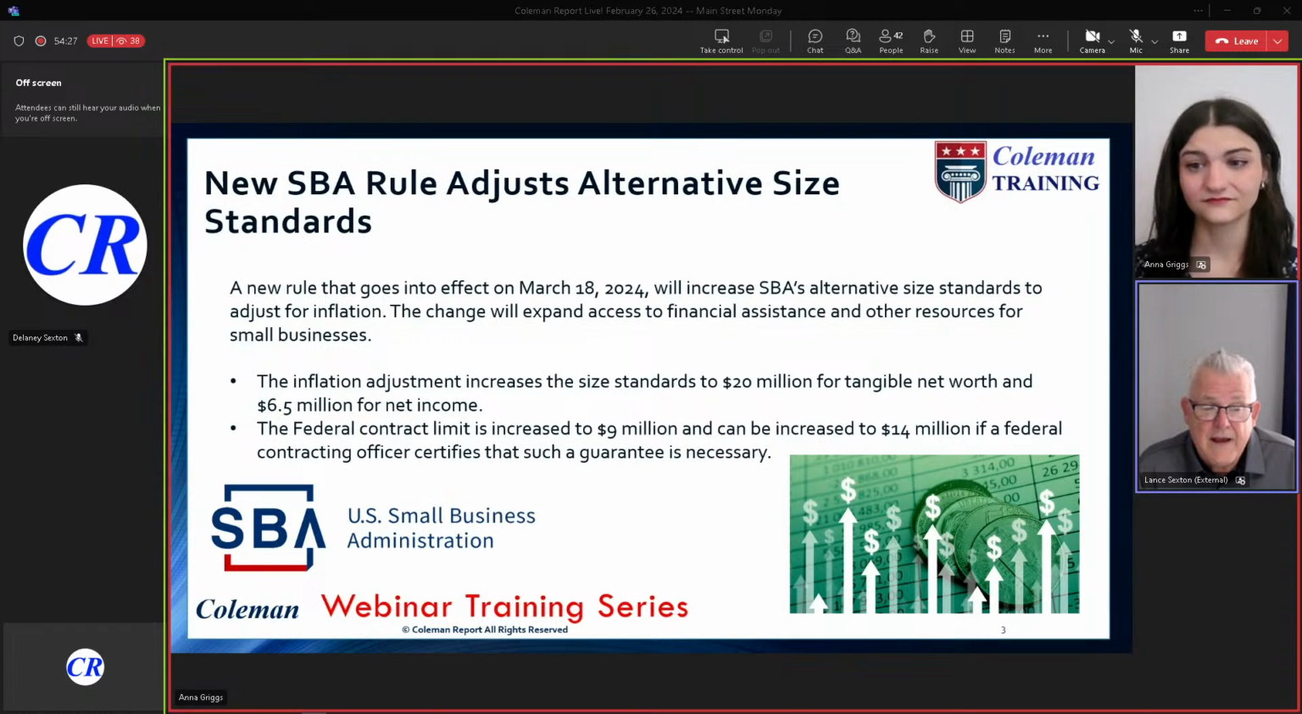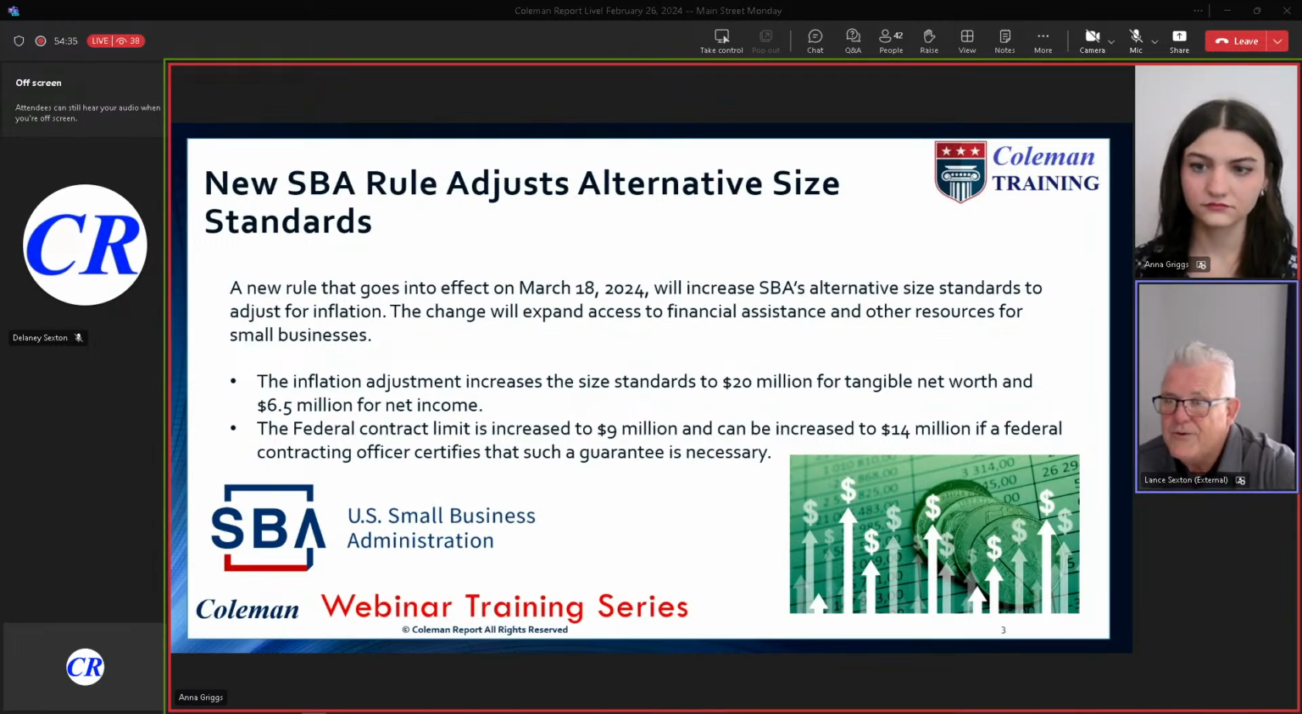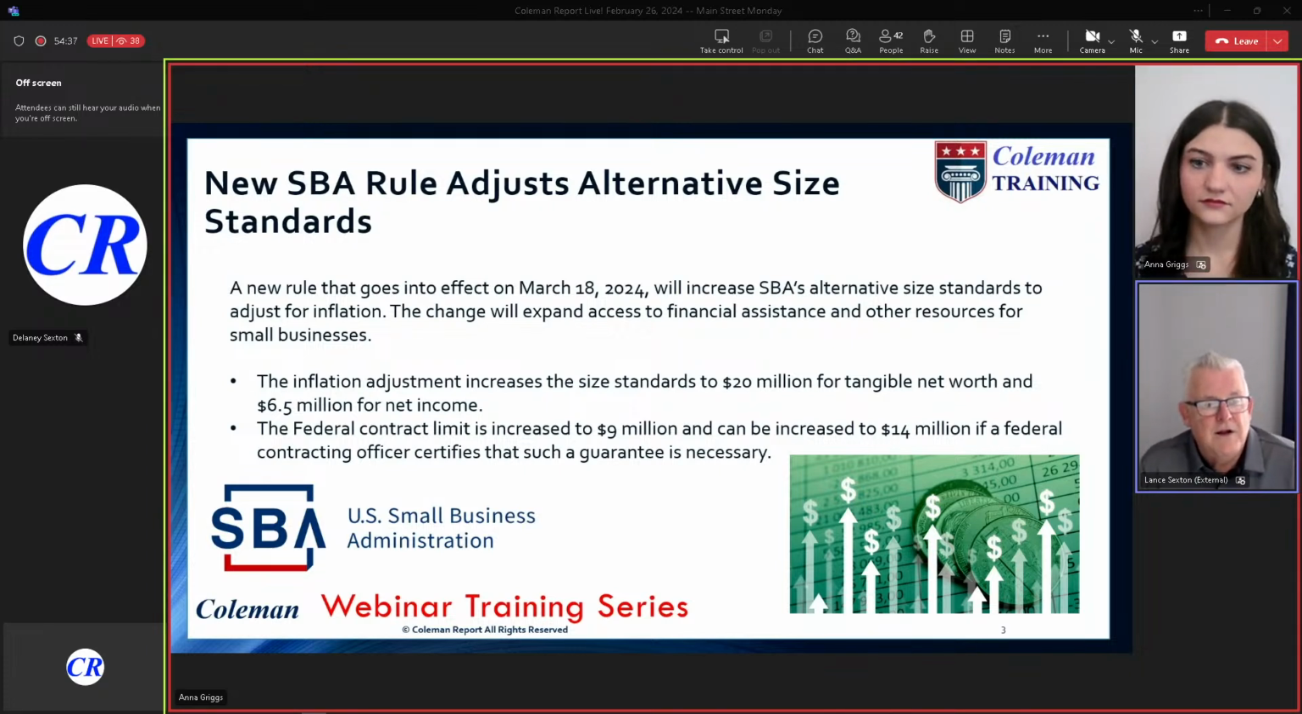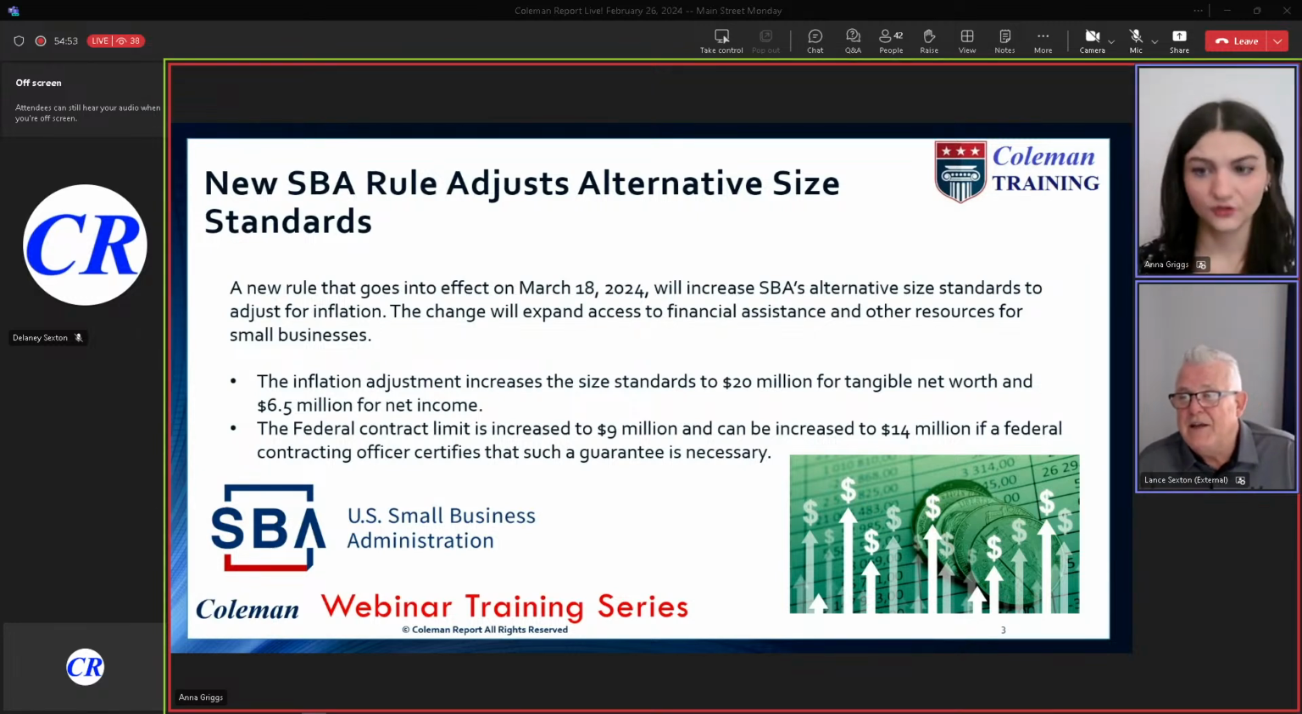I have used the alternative size standards for several SBA loans during my career. I've used it in the convenience store industry as an example. I had a convenience store whose revenue was higher than the size standard, but they were able to meet the net worth requirements of the alternative size standards, and we were able to help a great small business get financing for a new company. So just wanted to share this with everyone.